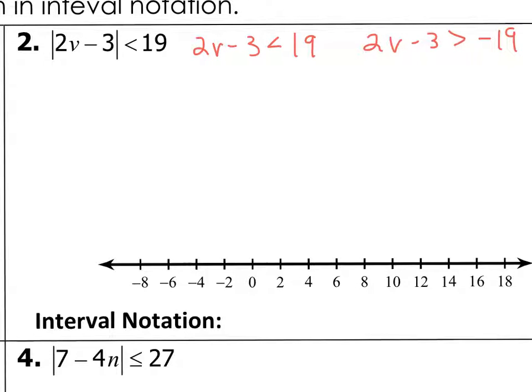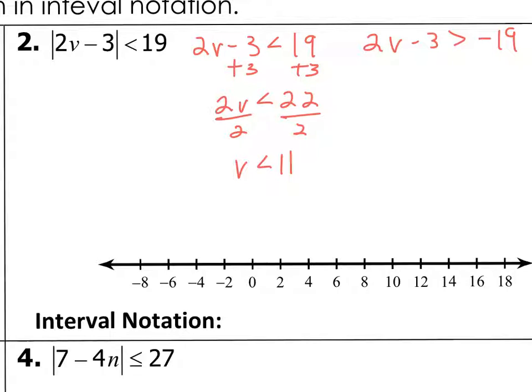And so if you recall up in the examples, when we had the less than sign, we ended up with an "and" situation. And that's what this will end up being as well. So let's continue to solve and we'll see that. So we're going to solve this first case and add 3 to it. And when we add 3 to it, we have 2v is less than 22. Divide by 2 on both sides. We have v is less than 11.